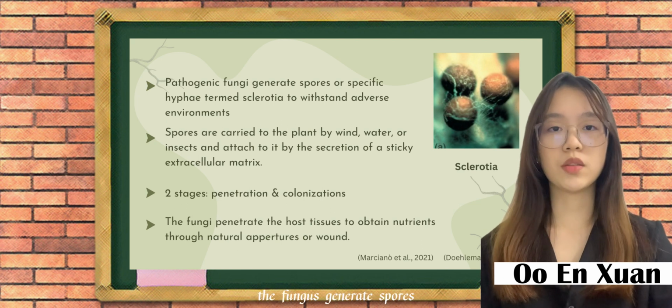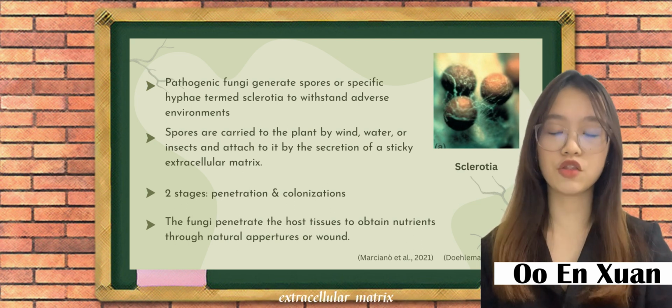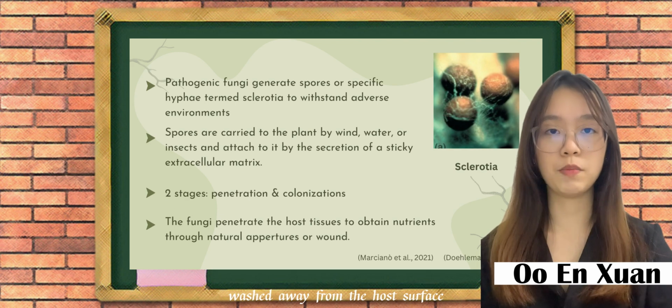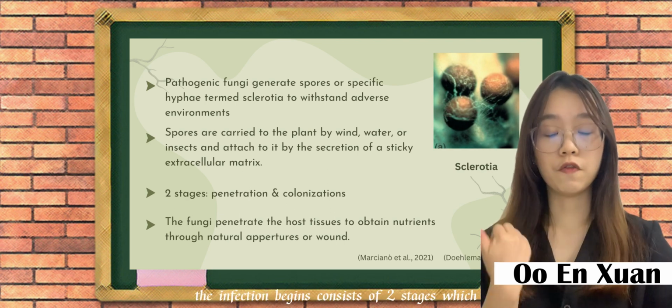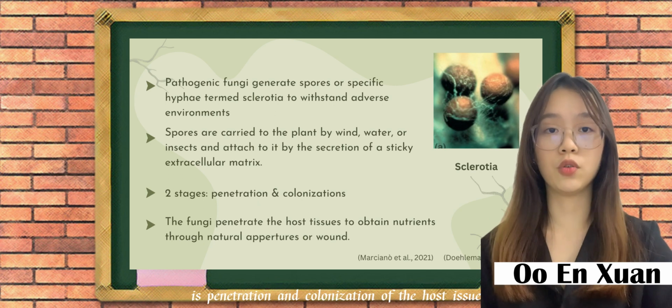The fungus generates spores that are carried to the plant by wind, water, or animals such as insects, and attached to the host by the secretion of a sticky extracellular matrix. This type of attachment is to keep the spores from being washed away from the host surface before they may penetrate. The infection consists of two stages, which are penetration and colonization of the host tissue.